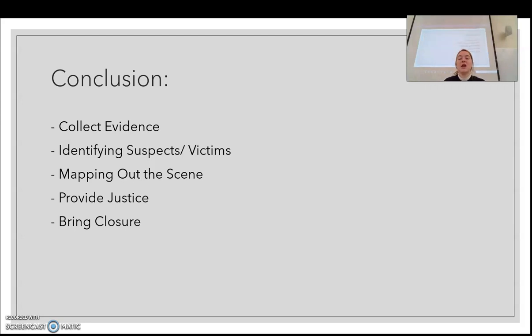So in conclusion, forensic science is a really underrated science that allows us to do many incredible things. Like I said before, collecting that evidence allows us to identify our suspects and our victims, being able to map out that scene, and providing closure and justice to those families and loved ones who have lost someone due to a homicide, and make sure to put that suspect behind bars.